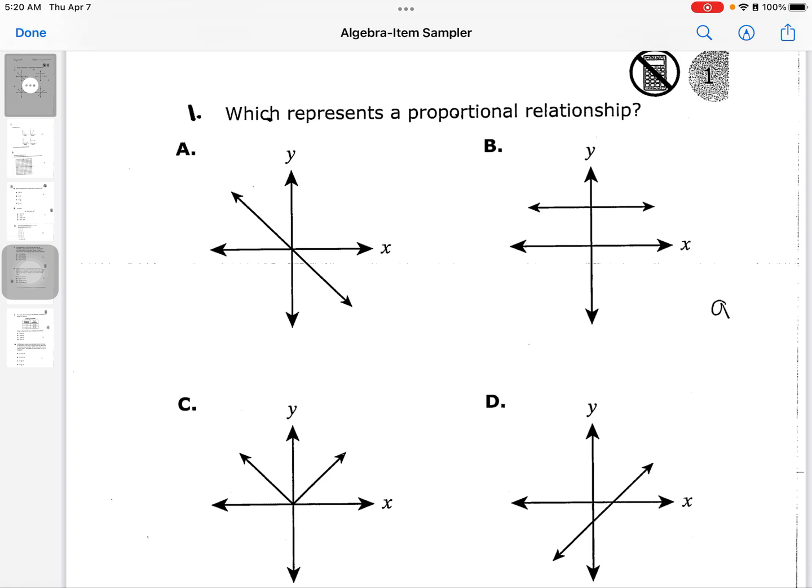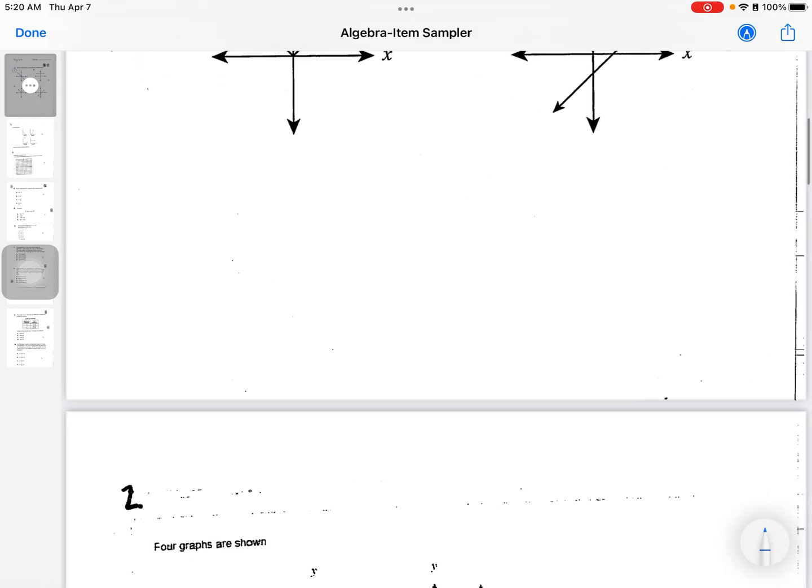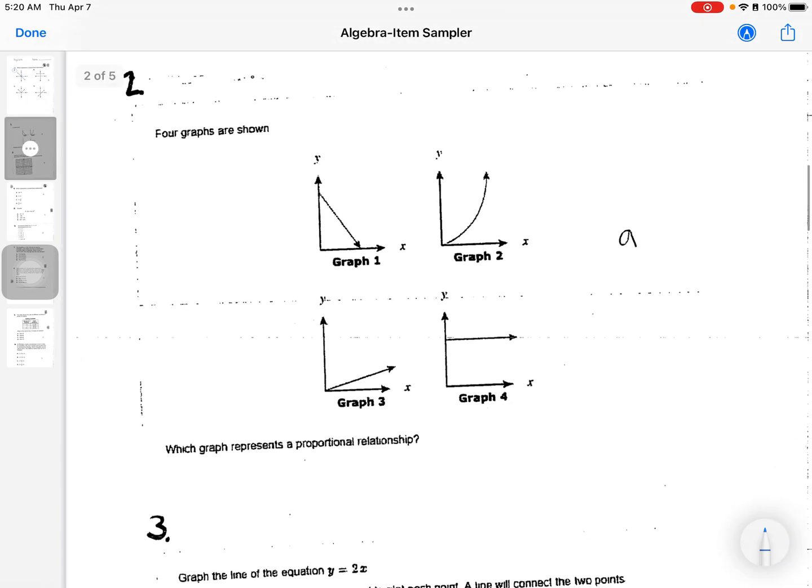If you selected A, you would be correct. A is a proportional relationship because it goes through the origin and it is a linear graph. By linear, it means a straight line. So using what you know there, which one in number 2 would be an example of a proportional relationship? If you came up with graph 3, you would be correct. Again, it goes through the origin and is a straight line.